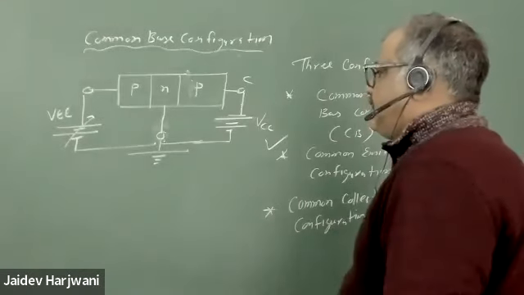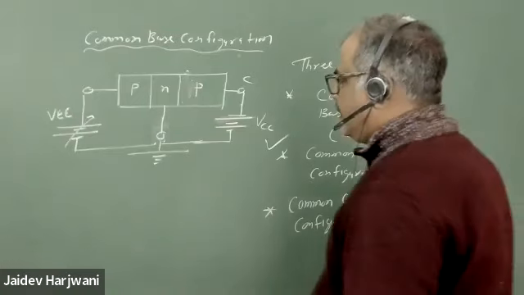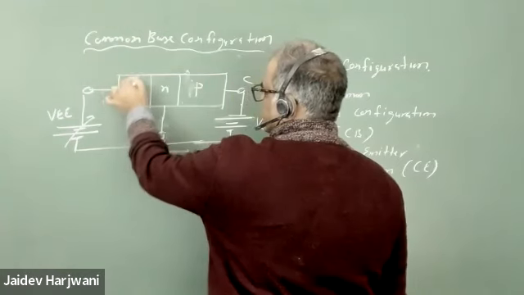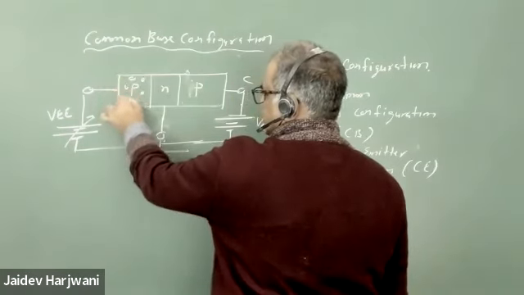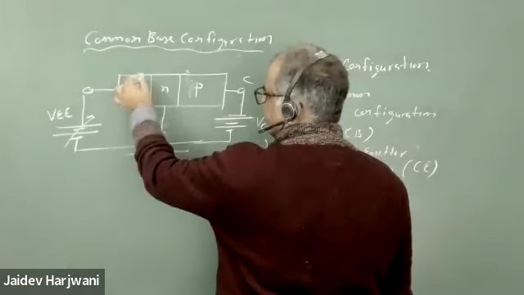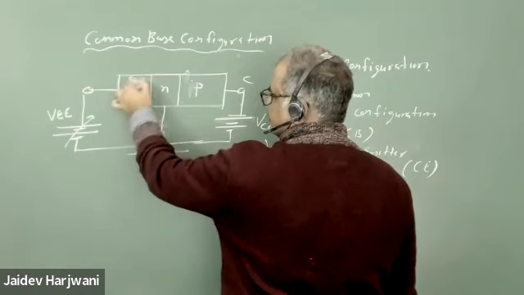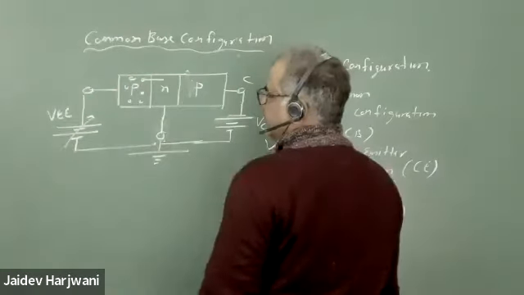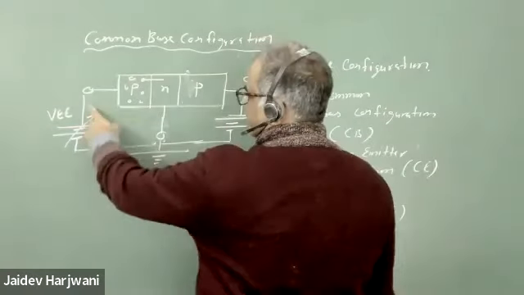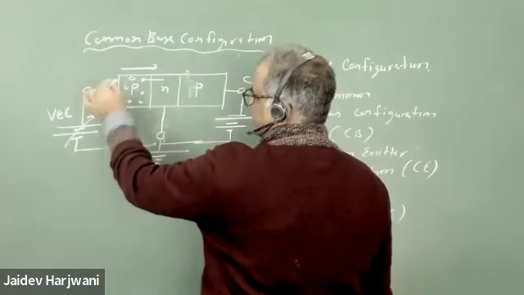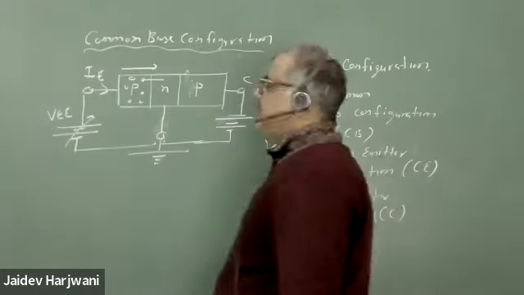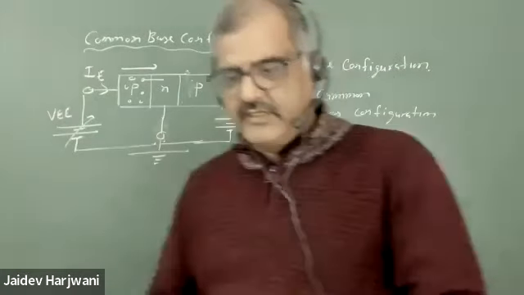Now what is the operation? Here we have holes; the majority charge carriers are holes. When I give forward bias, what will happen? These holes will be injected into the N layer. Because you are applying plus here, your holes move in this direction, so the current direction will be in this direction. This current, which is entering the emitter terminal, I call the emitter current.